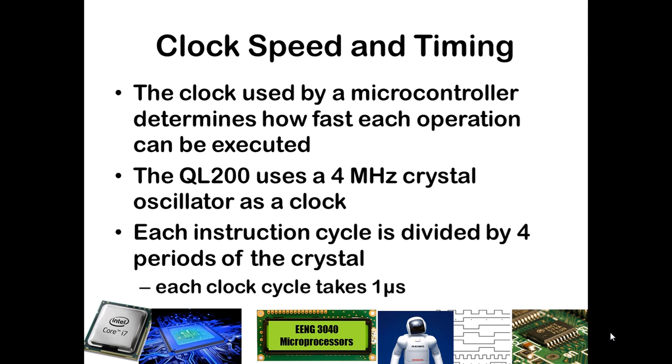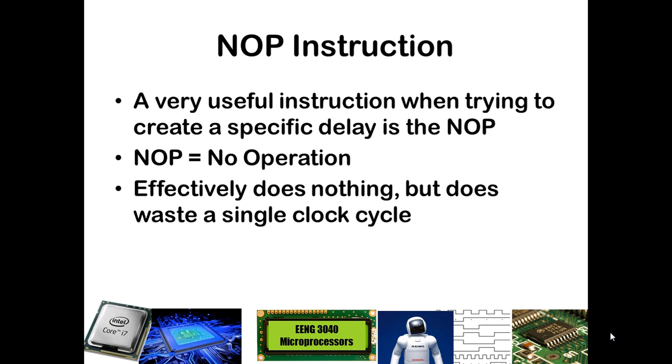Each instruction cycle is actually divided down by 4 periods of the clock cycle. So most every instruction takes roughly 1 microsecond to execute, with some exceptions, and we'll talk about that briefly. I do want to, while we're talking about timing, introduce one more command that we haven't talked about before, and that is the NoOp, short for no operation. Some people call this a NoOp, and that is very useful when you're trying to create a specific delay.